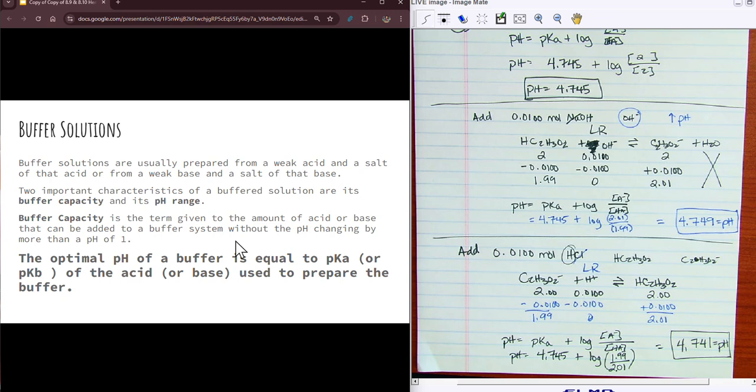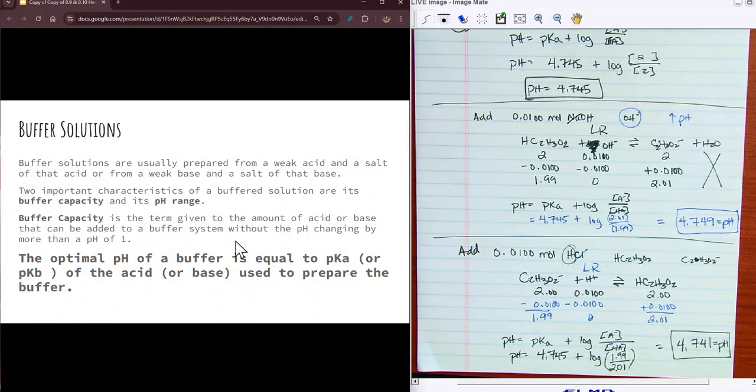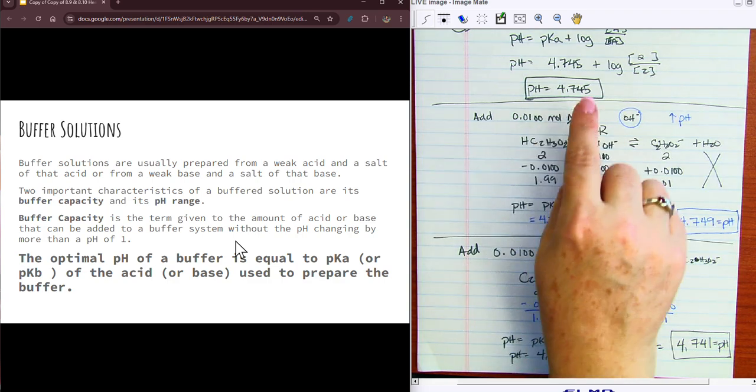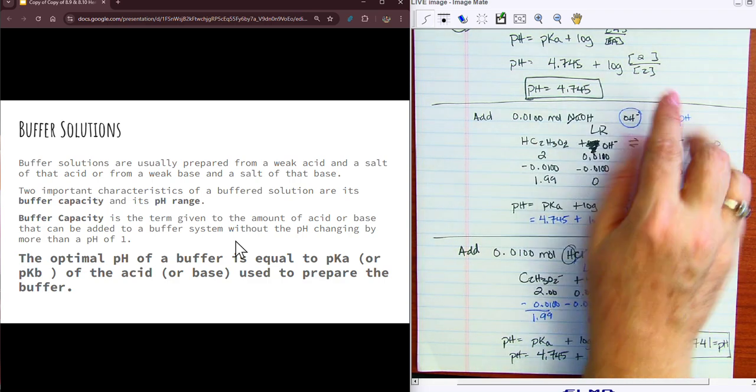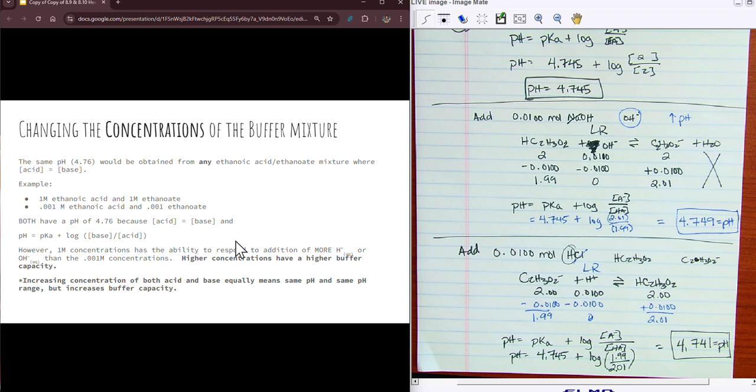All right, so buffer solutions are usually prepared from the weak acid and or base and its salt. Two important characteristics of a buffered solution are its buffering capacity and its pH range. I just mentioned the range for this, so plus or minus 1. So understand that you get plus or minus 1 on that pH scale or on the pKa scale in order for what's considered a buffer zone. It's a buffer from 3.745 to 5.745. That's the main thing that you need to know about that.